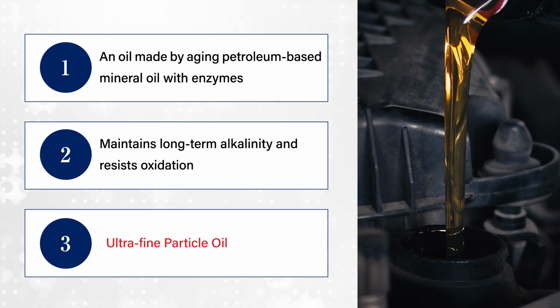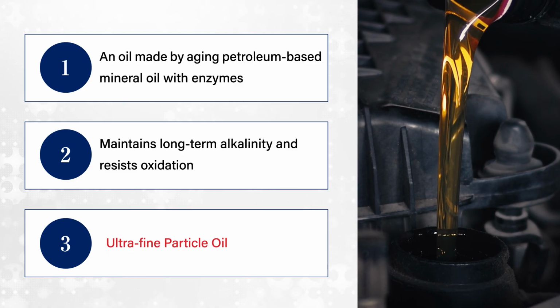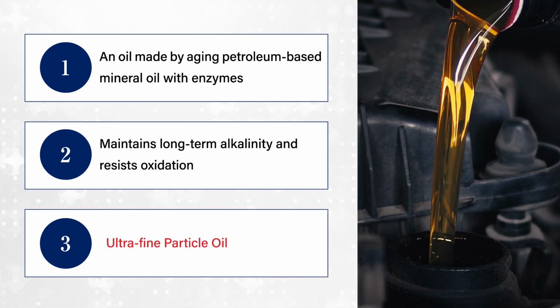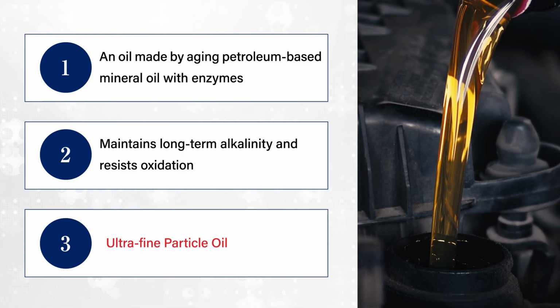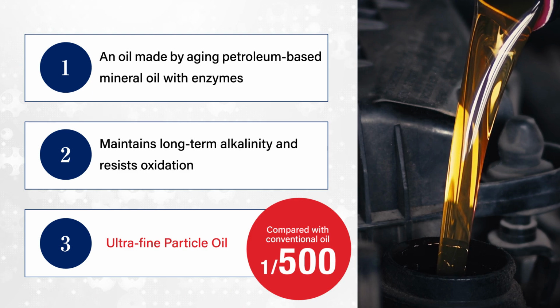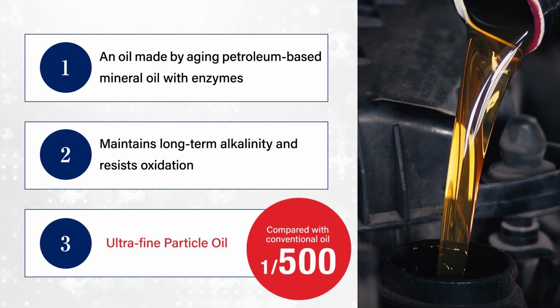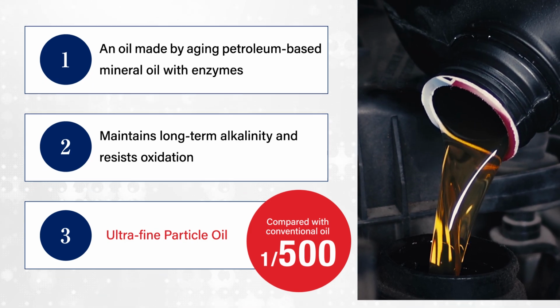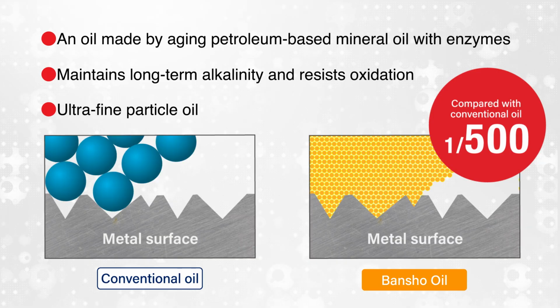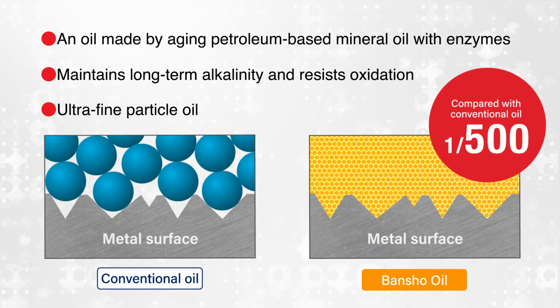Bansho Oil is created by aging petroleum-based mineral oil with enzymes. When blended with regular engine oil, it continues to mature inside the engine itself. This process makes the oil highly resistant to oxidation, and thanks to its ultrafine particles, about 1/500th the size of normal oil molecules, it penetrates deep into metal surfaces, forming a semi-permanent bond. As a result, metal parts remain constantly lubricated, preventing oil film breakdown.